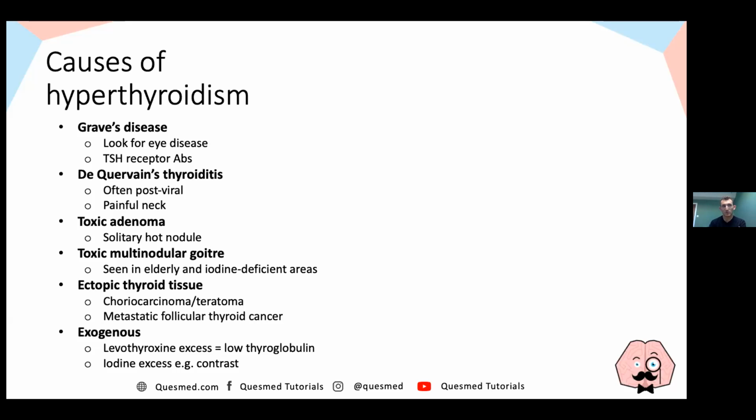The way that you can tease exogenous levothyroxine excess from endogenous hyperthyroidism is to look at the thyroglobulin. In exogenous levothyroxine excess, because of the negative feedback pathway, and because you're not synthesizing lots and lots of thyroid hormone, you see a low thyroglobulin. Whereas in endogenous hyperthyroidism, you see a normal or high thyroglobulin.